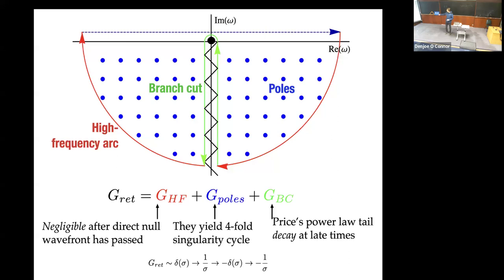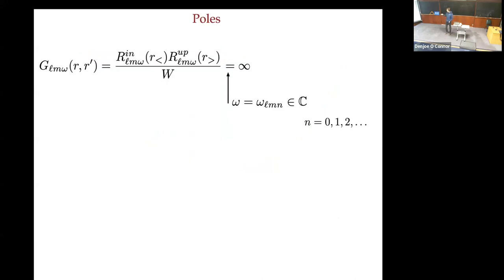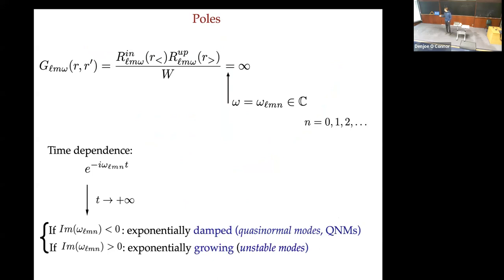The more interesting bit is the poles. In fact, it's been shown by Adrian Ottewill and Sam Dolan that they give rise to the fourfold singularity structure that I showed you before. So let's concentrate on the poles. The poles mean that the Green function modes diverge. These are at some complex frequencies, and remember the time dependence is exponential of minus i omega t. What does that mean? If you had poles on the upper plane, that would tell you that at late times, as t goes to infinity, they diverge. They grow exponentially with time. If you've got poles on the lower plane, they just decay exponentially fast with time.